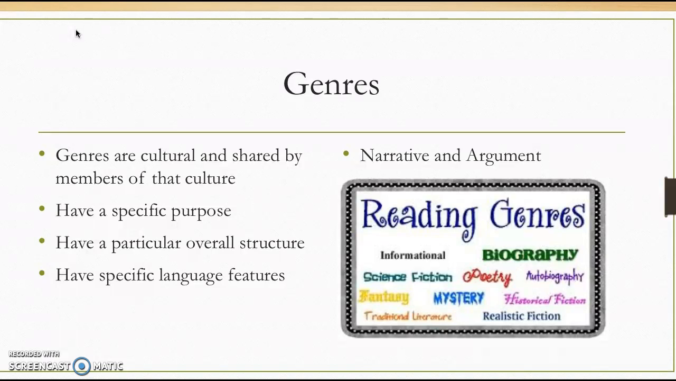Genres have a particular overall structure. Gibbons gives an example of the Australian news program that begins with their top news or their most recent news, and then slowly works down to their sports and their weather. So it has an overall structure. And then genres have specific language features. Gibbons also gives an example of newspapers, and how newspapers use more past tense language.